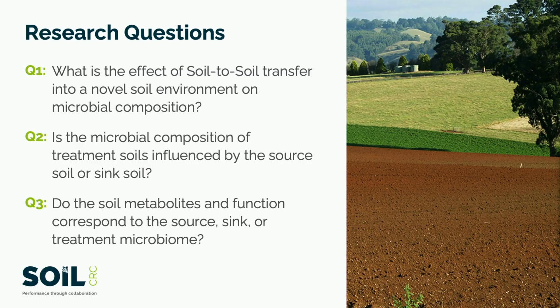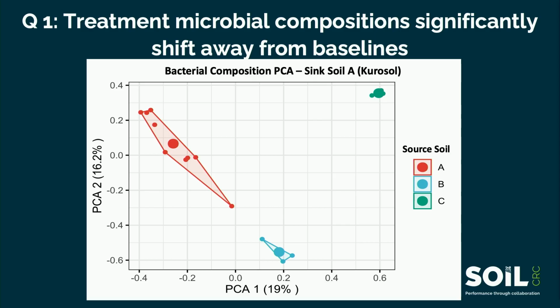Basically, the questions I was trying to answer were: what effect does this transfer method have on the microbial composition? Is this composition shaped by the sink or the source soils? And then do the metabolites, the secondary byproducts of these microbes, and the function in the soil correspond to either the treatments, the sink or the source microbiomes?